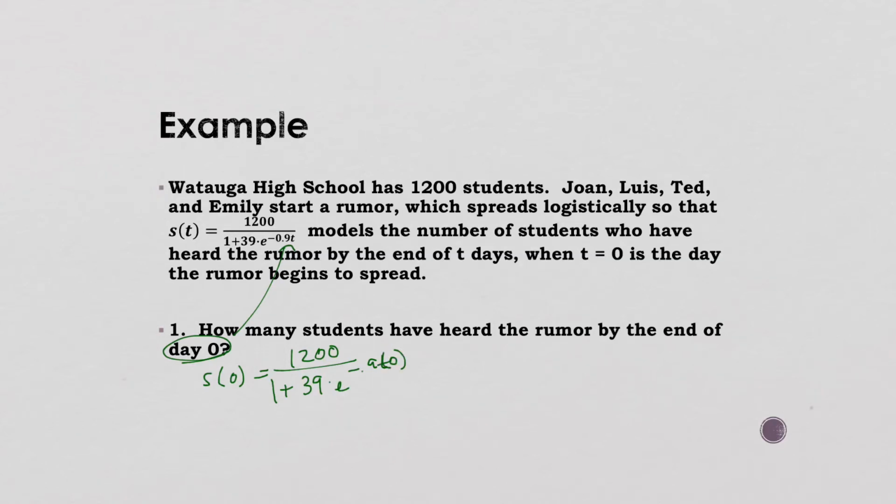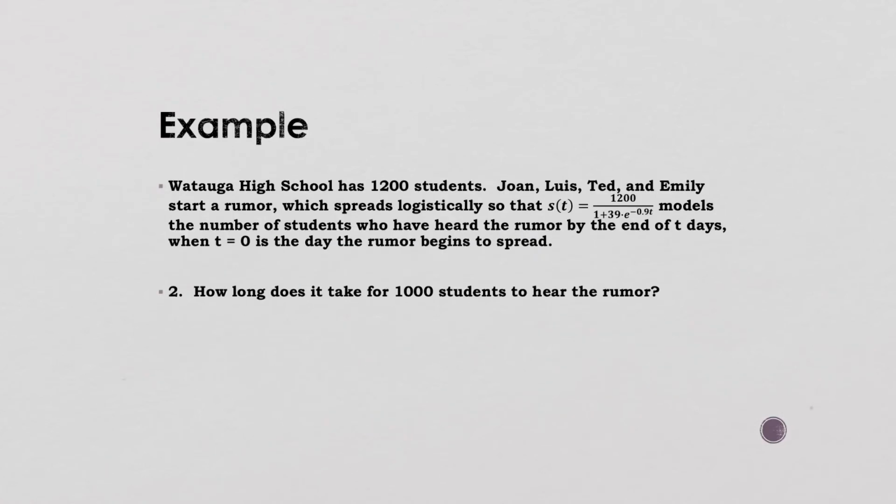You're going to plug this whole thing into your calculator. Make sure you put parentheses around the 1,200 before you hit your divide sign, and you put parentheses around this entire thing, so your calculator knows what to do. Then you're going to get S of 0 equals 30. So 30 students heard the rumor by the end of day 0. So that was a simple plugging in for time, but you have to pay attention to what the question is asking you.